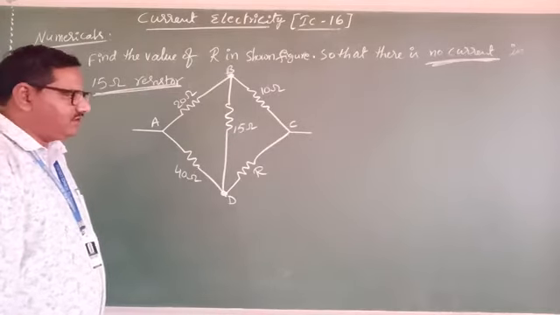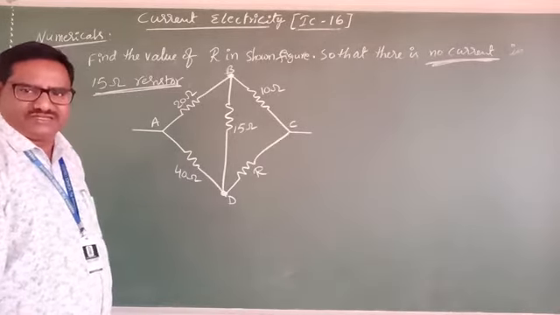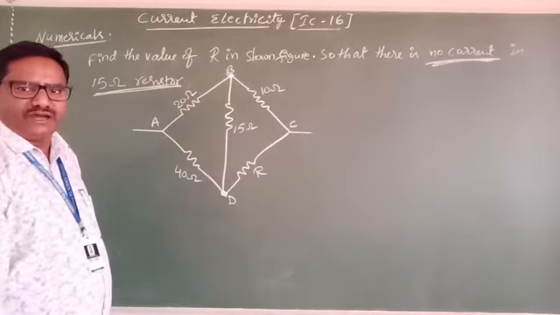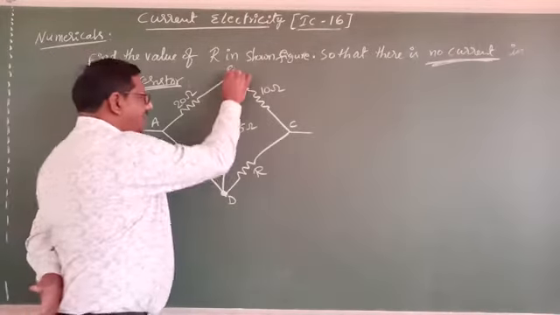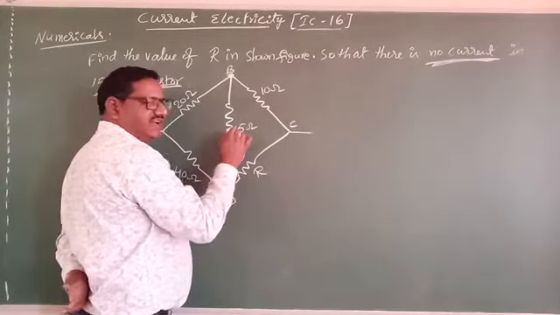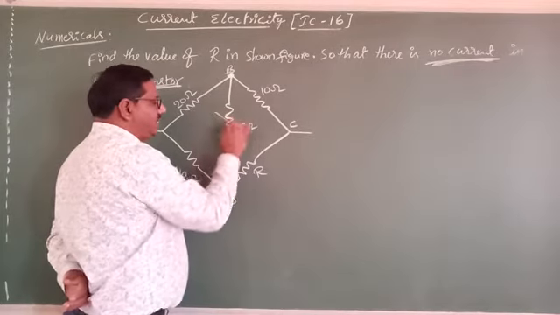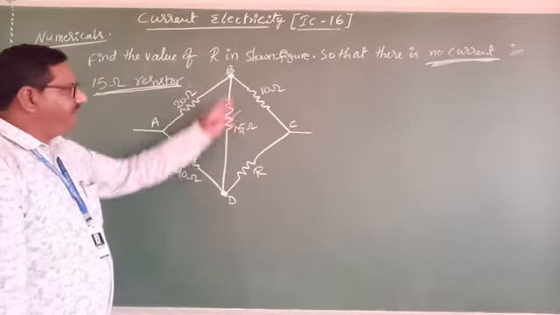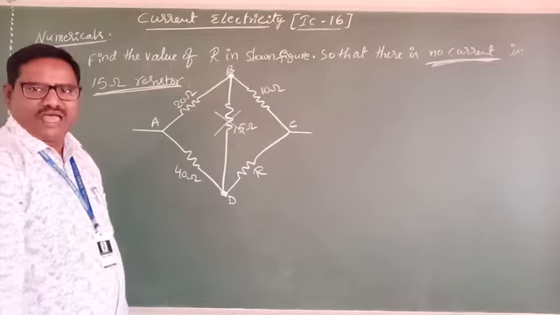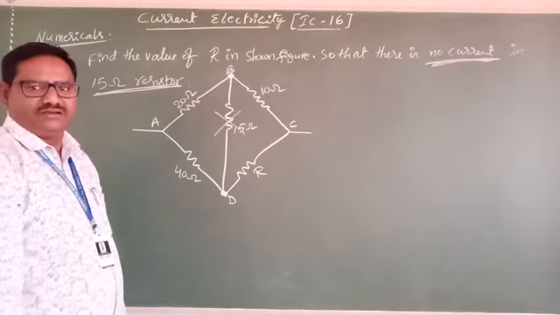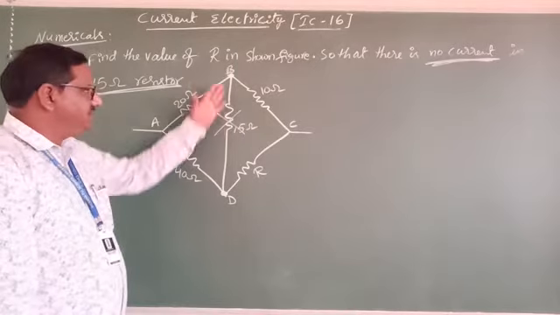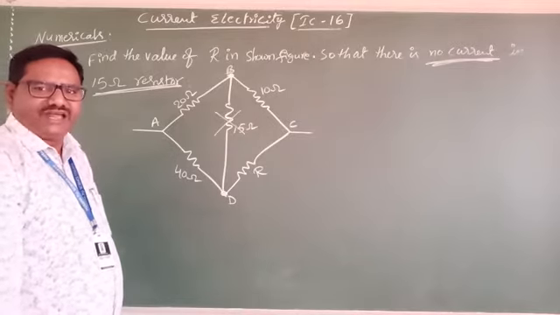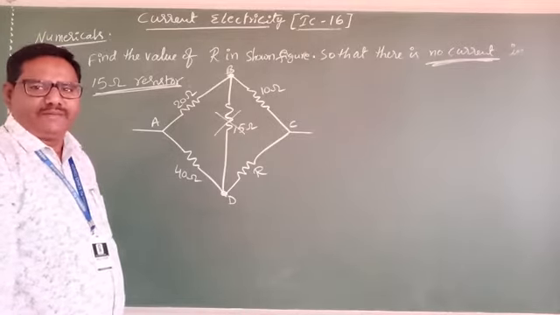No current means what can you say? The bridge is said to be balanced. This point only you need to understand. If you understand this point, you can solve easily. Between B and D, no current. No current means the bridge is said to be balanced. That means current does not flow here. We do not have any potential difference between B and D. Clear? Are you following? Then the bridge is said to be balanced.